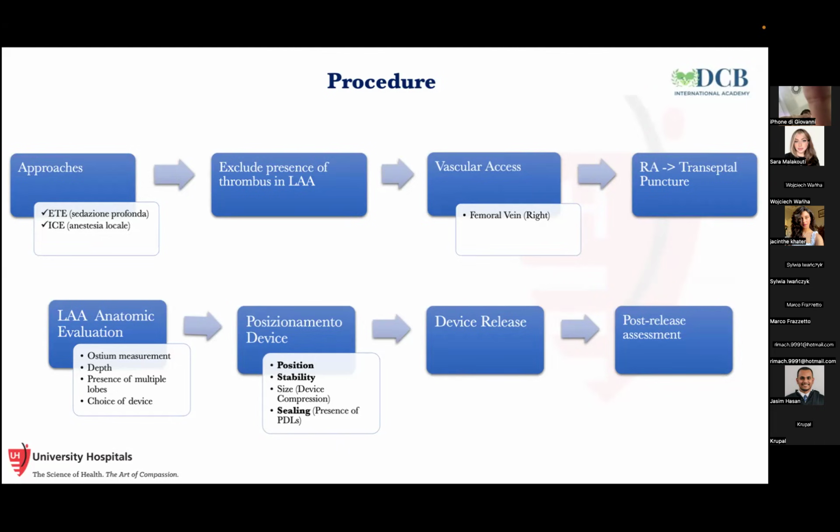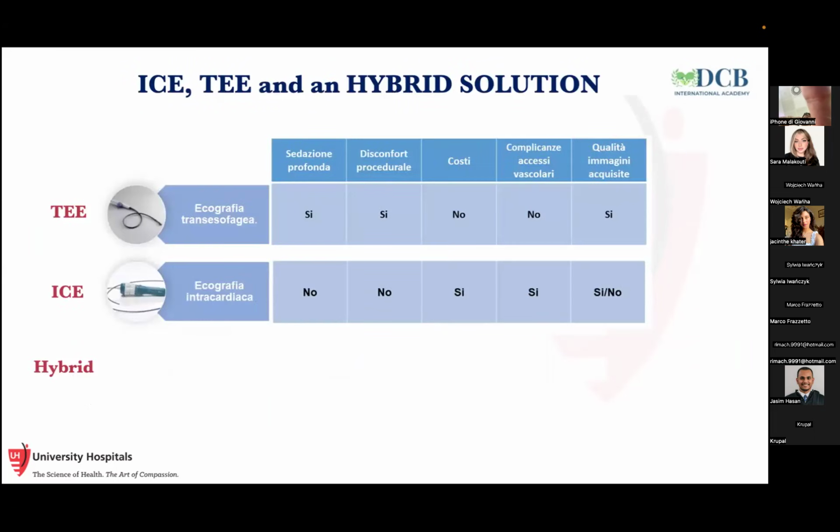Then we arrive at the right atrium. In the right atrium, we perform a transseptal puncture and go to the left atrium. At this point, we evaluate the anatomy of the left atrial appendage: the ostium, the depth, the presence of multiple lobes. We decide on the device, position the device, release the device, and then perform a post-release assessment. We can use the TEE and the ICE, as we said, so transesophageal echocardiography or intracardiac echocardiography.